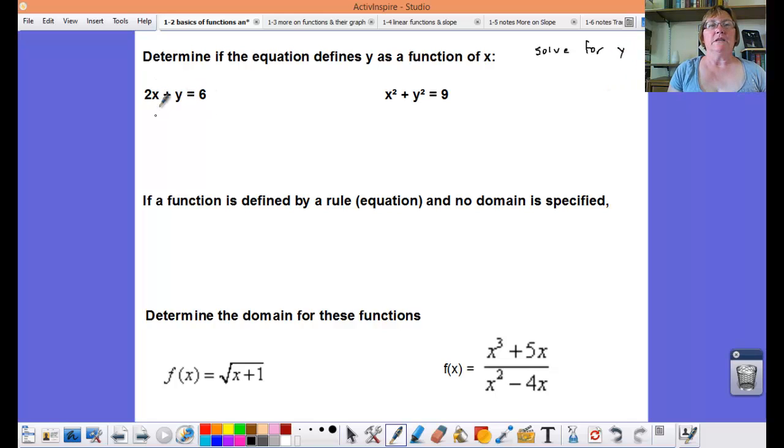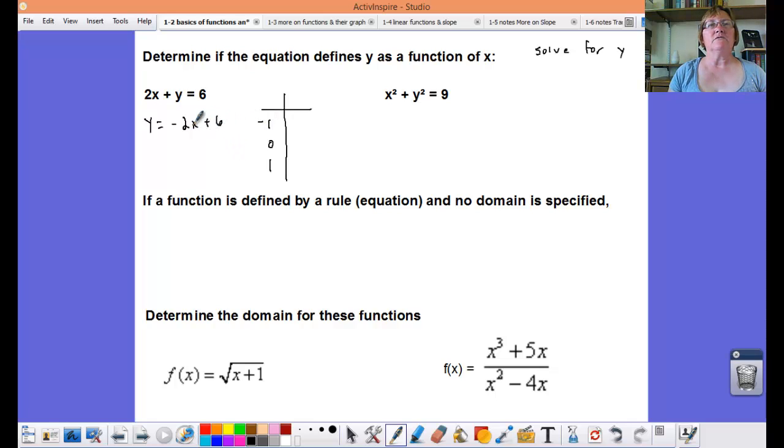Solving for y would mean that we subtract 2x from both sides, and y would equal negative 2x plus 6. Folks, that is a line, and if you think about it, if you input any value for x, positive, negative, or 0, only one y will come out.